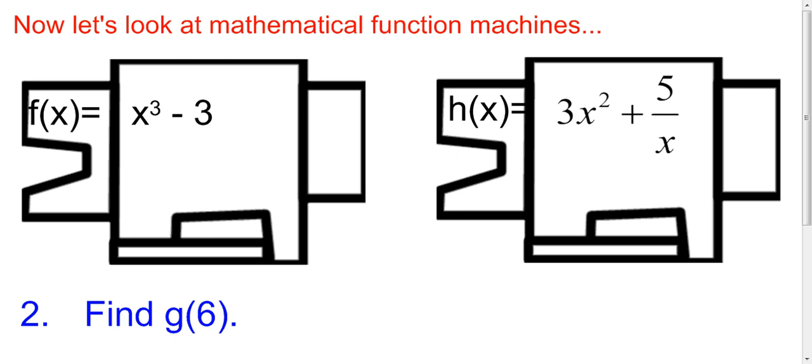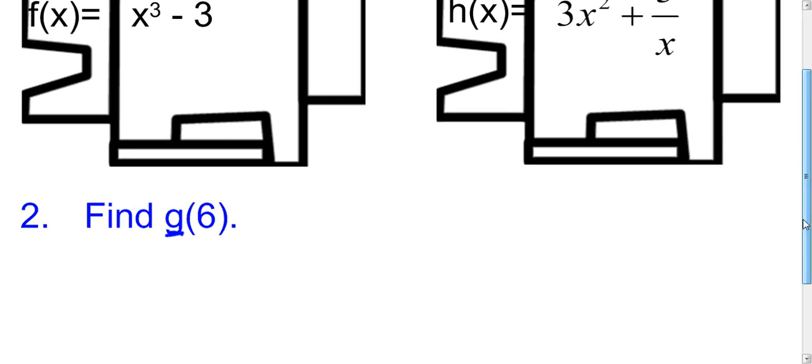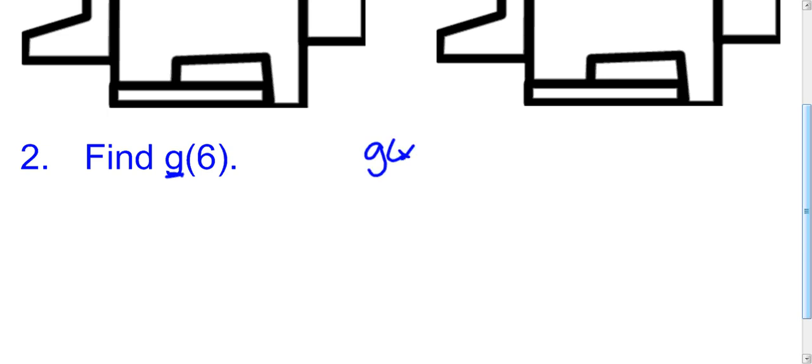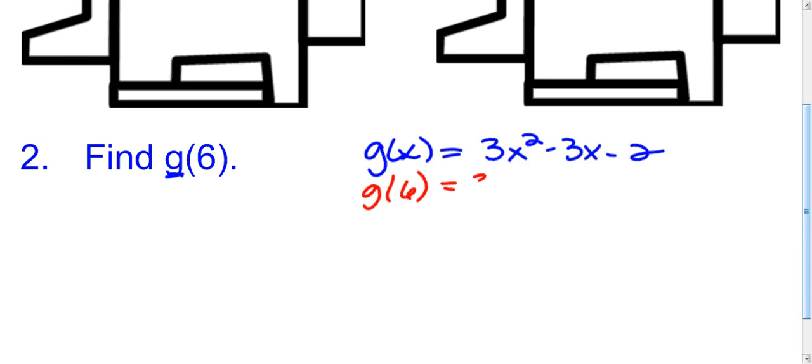All right, next, I want you to find g of 6. So again, this says g right here, so I'm going to make sure that I use function g, which I actually don't even have up on this screen, so I will rewrite this for us. G of x is 3x squared minus 3x minus 2. So if I want to find g of 6, I'm going to take my x and replace it with a 6. I did that on the left side of the equal sign, so I need to do that on the right also. Wherever I see an x, I will replace it with a 6.